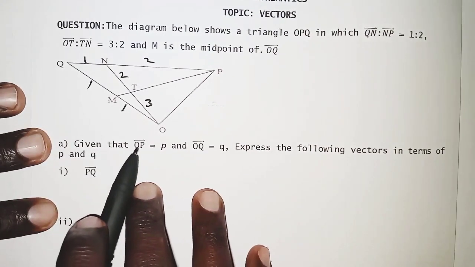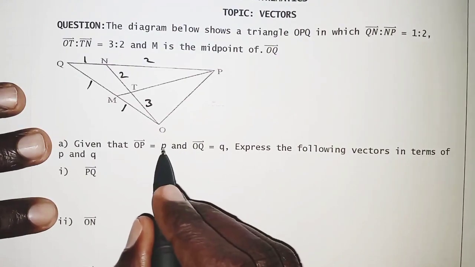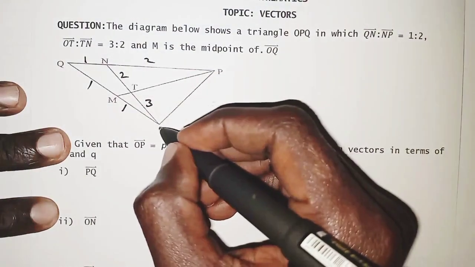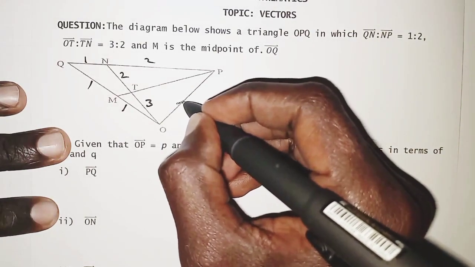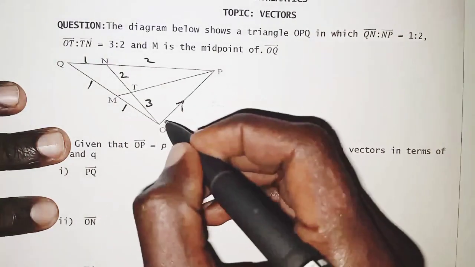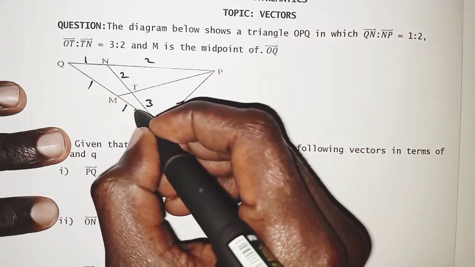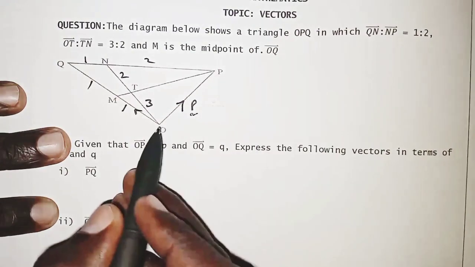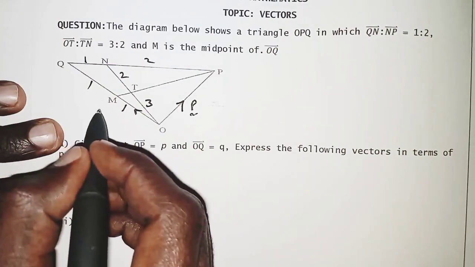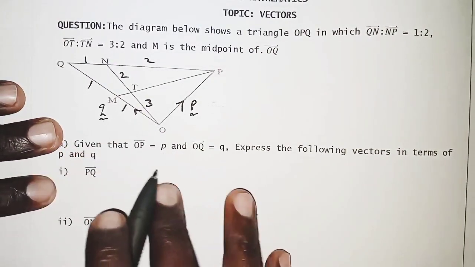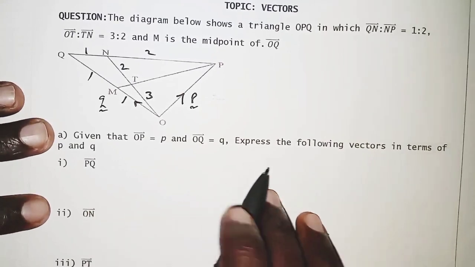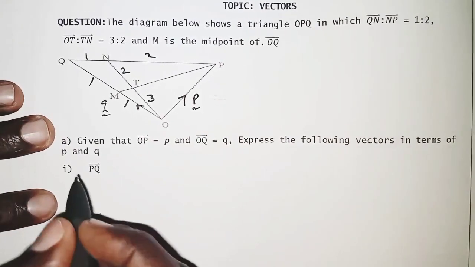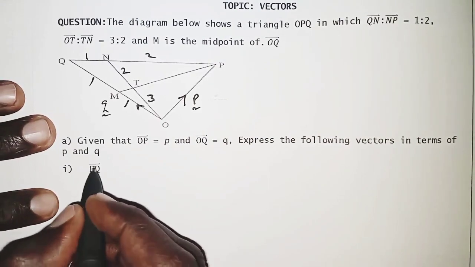Given that vector OP is P, so OP, that's a position vector, from the origin, so the arrow points away from the origin, and then OQ also we have as that. So OP we are told is P. OQ we are told is Q. So express the following vectors in terms of P and Q. So we're going to begin with PQ.